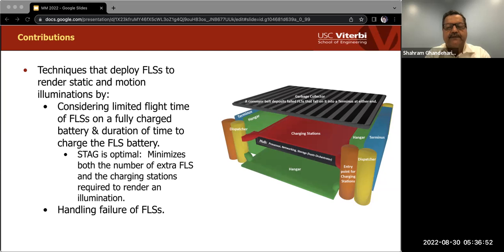We handle FLS failures by maintaining standby FLSs that substitute for the failed FLSs. STAG also uses these standby FLSs. When an FLS flies back to charge its battery, its lighting responsibilities are assigned to the standby, while a fully charged FLS is deployed from the dispatcher to substitute, to essentially make the reliability group complete.